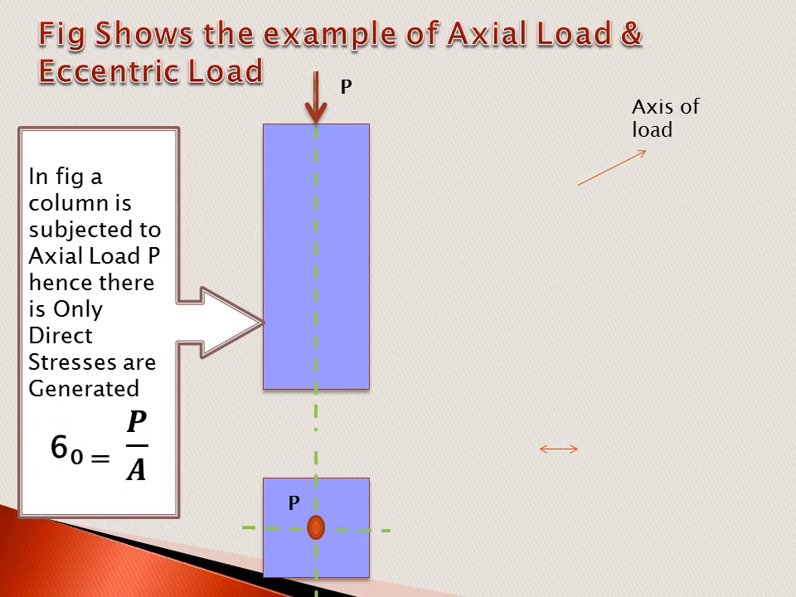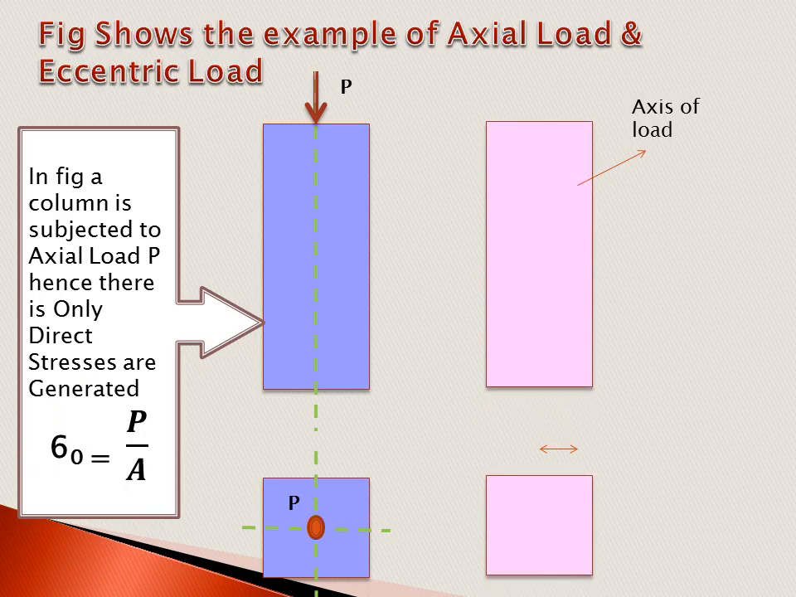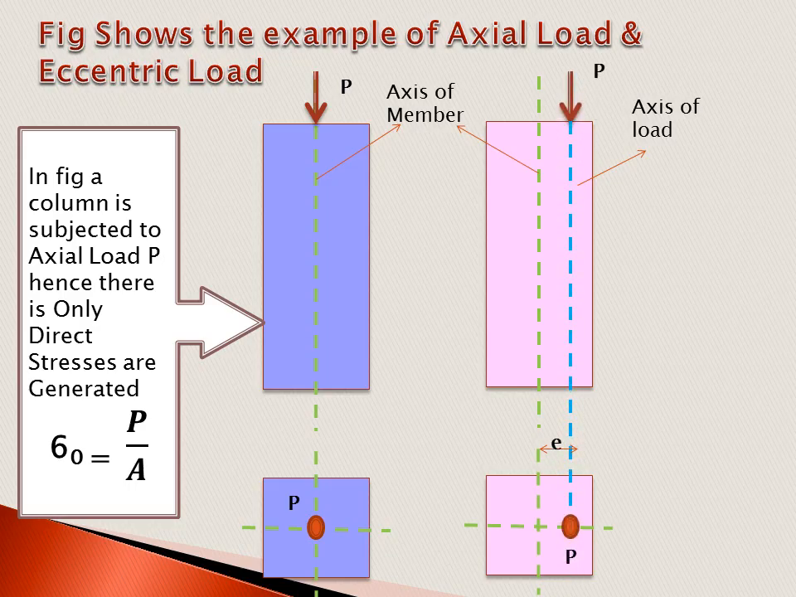Now see the next example of eccentric load. Consider another compression member, elevation and cross section. This is the axis of member. The load P is acting at a distance of e, which is called as eccentricity, which is shown at this point. The axis or CG of that member is at this point and load is acting at this point. The distance between CG and axis of load is called as eccentricity.